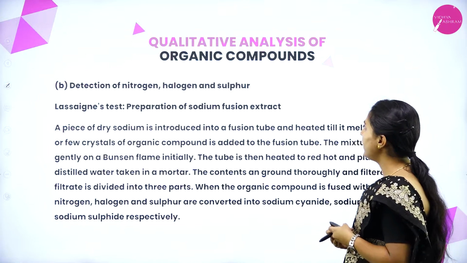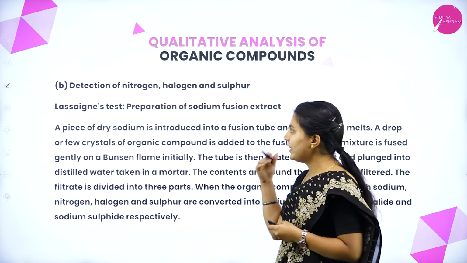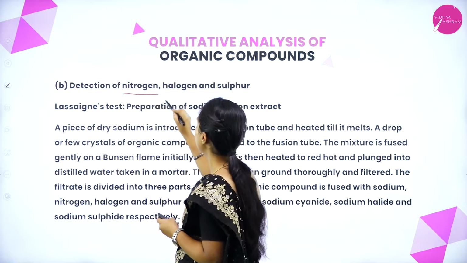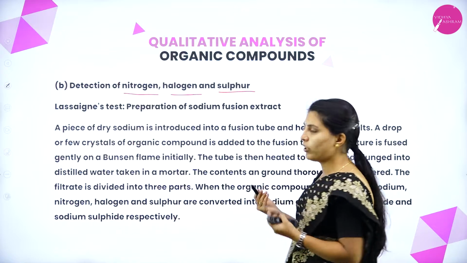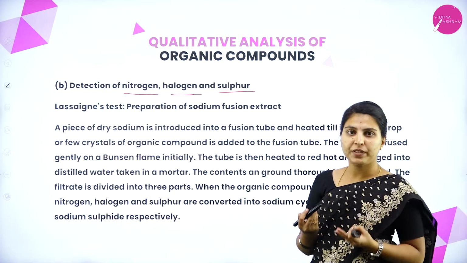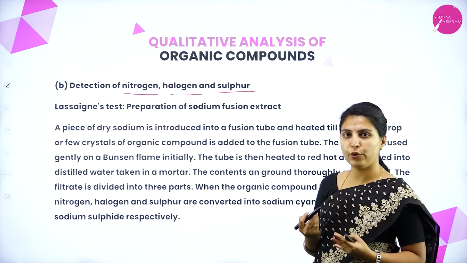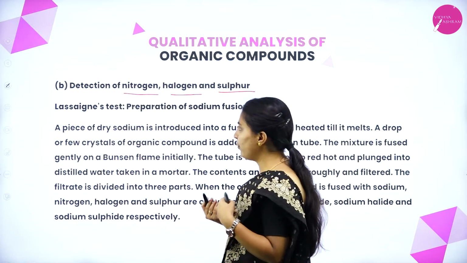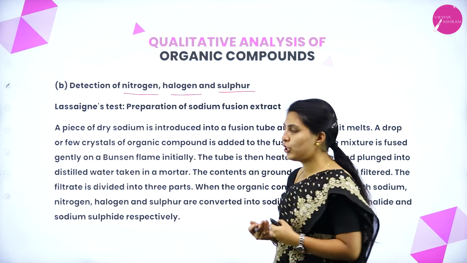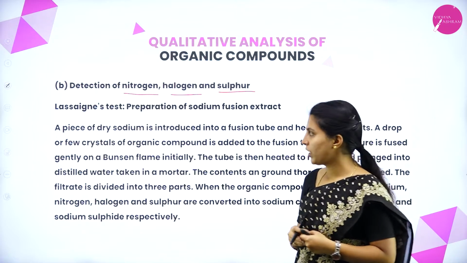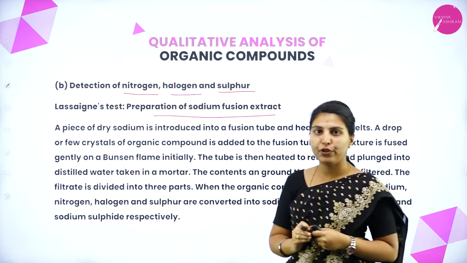Next is qualitative analysis of organic compounds: detection of nitrogen, halogen and sulfur. You know about nitrogen and sulfur; what is halogen? That is group 17: it may be chlorine, iodine, bromine or fluorine. Before the detection, you have to do the Lassaigne test, which is nothing but the sodium fusion extract. What is the Lassaigne test? It is the preparation of sodium fusion extract.